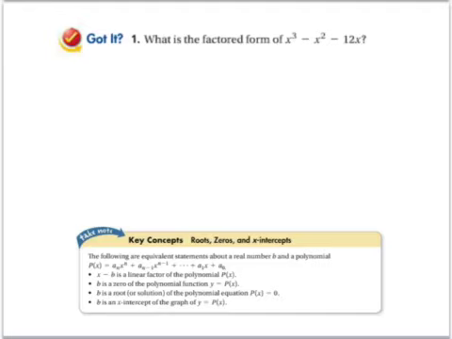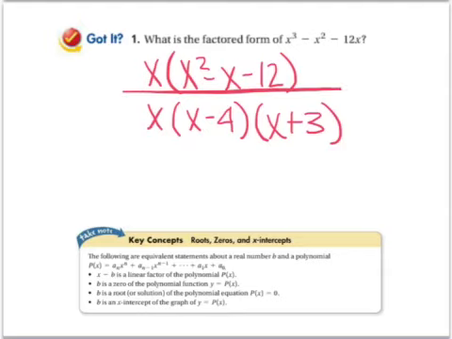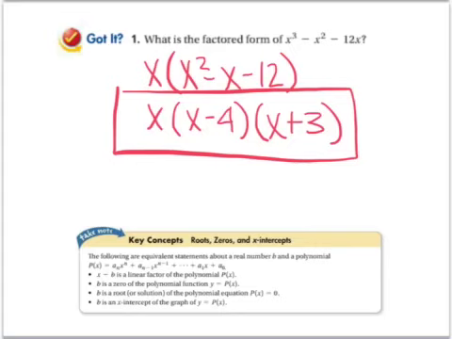What's the factored form of x cubed minus x squared minus 12x? Again, look for your common factor first. You're going to see your common factor is x. Then just focus on what's in the parentheses. Factor what's inside of there. I need factors of 12 that would give me -1, so that would be -4 and +3. So that would be my factored form of the polynomial.